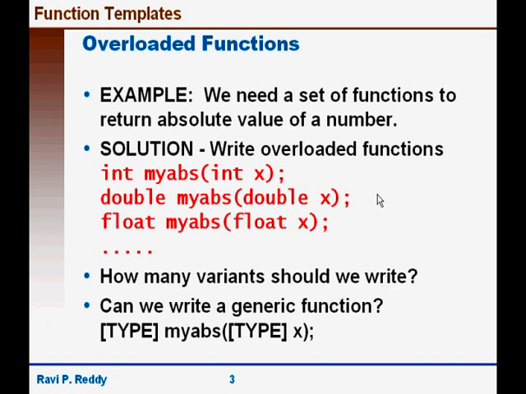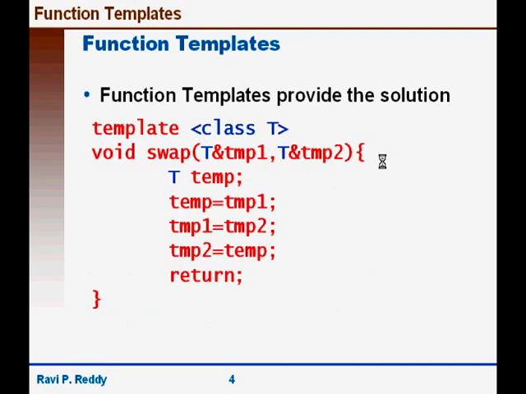Now the question is, how many variants can we write? For every new object type X, for every new class, we have to write a different function. Or is there a smarter way? Can I write a single function to take care of all these jobs? That means, can I write a function which will take an unspecified type argument x and return a value of the same type? Can we write a generic function of the type myabs type x? Function templates in C++ provide the solution.